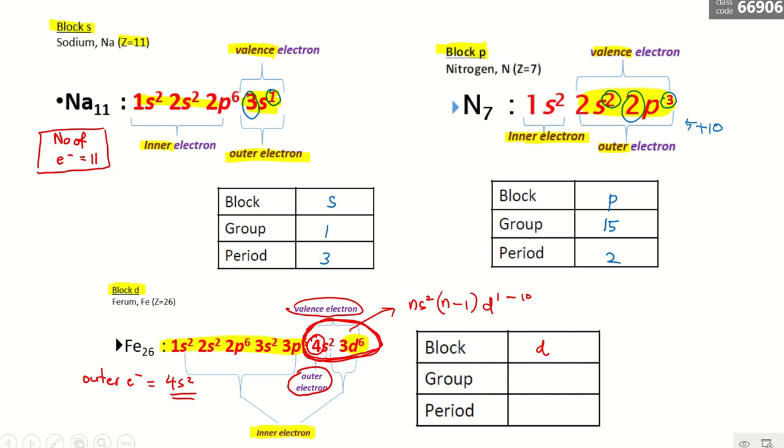Kemudian grup. Grup dia tak ada apa-apa trik, just tambah bilangan valence elektron. So, valence elektron adalah elektron di dalam orbital 4s dan 3d. So, ada 2 elektron dalam orbital 4s dan ada 6 elektron dalam orbital 3d. So, 2 tambah 6, 8. Kemudian period dia, period berapa? Nak tentukan period, kita kena ambil shell yang paling besar. So, period dia period 4, bukan period 3.